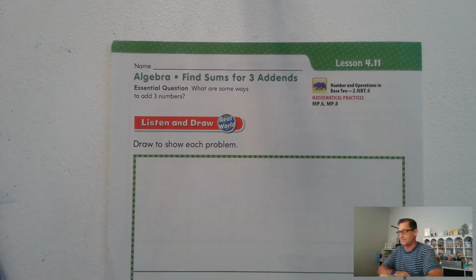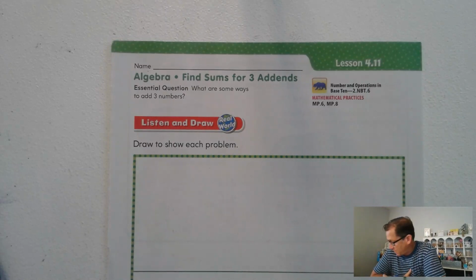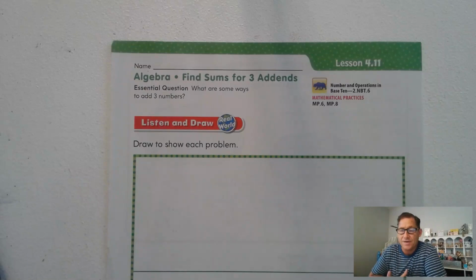In today's lesson, lesson 4.11 of the second grade Go Math textbook, we are on page 213 of your Go Math textbook. And our topic today is find sums for three addends. So basically, we're adding three numbers today. And so what are some ways to add three numbers?